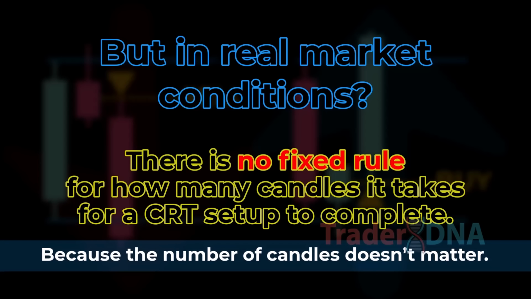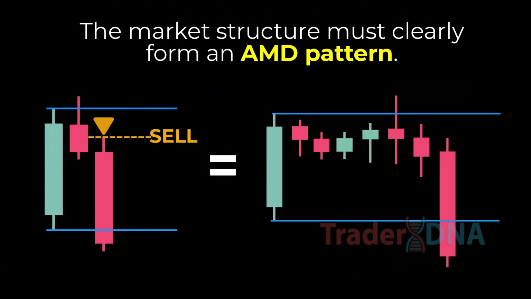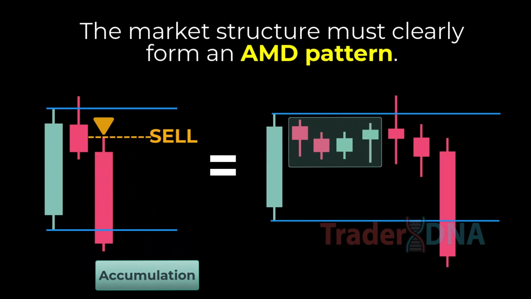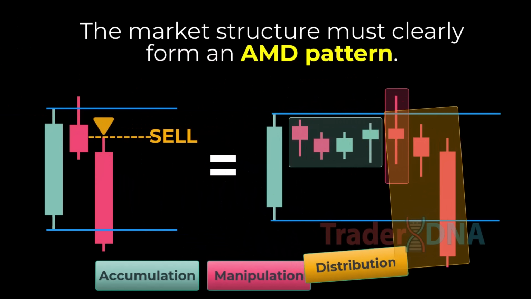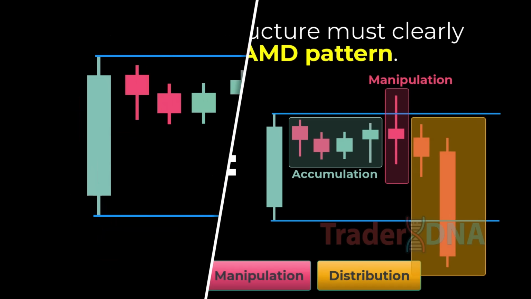What actually matters is this: the market structure must clearly form an AMD pattern. That's the key. AMD stands for accumulation, manipulation, and distribution. These are the 3 phases inside the smart money concepts model known as the power of 3. And the trade entry? That happens in the distribution phase, but only after we've seen clear confirmation of accumulation and manipulation first. Now look at this chart.